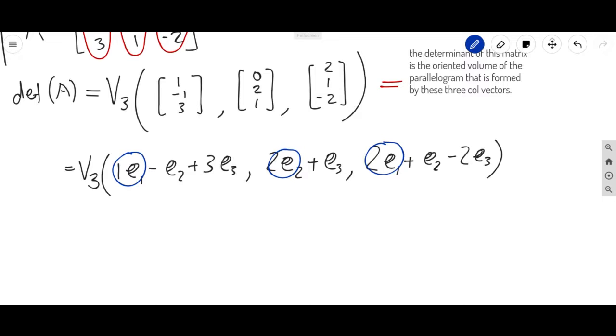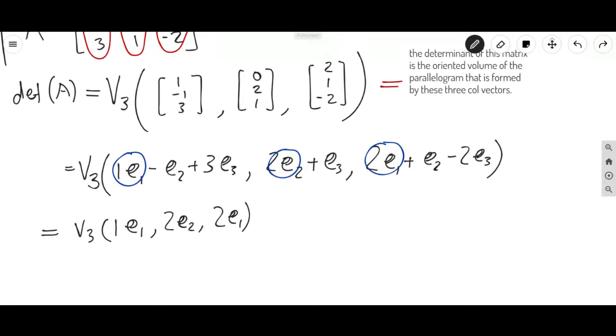And if you do that, let's just write down what you would get. This is equal to V3 of 1e1, comma 2e2, comma 2e1. And now, by the scalar multiple property, every scalar can be factored out. So we have a 2, we have a 2, and we have a 1. So the common factor is going to be 4.